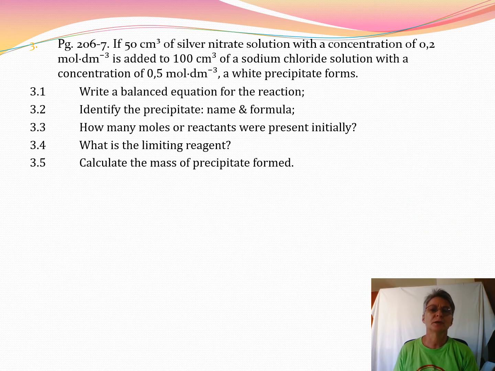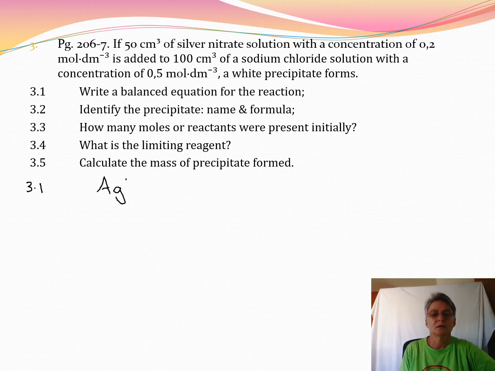Example 3 is on page 206 to 7. They say if 50 cubic centimeters of silver nitrate solution with a concentration of 0.2 mole per cubic decimeter is added to 100 cubic centimeters of sodium chloride solution with a concentration of 0.5 mole per cubic decimeter, a white precipitate forms. So firstly we need to write a balanced equation for this reaction.